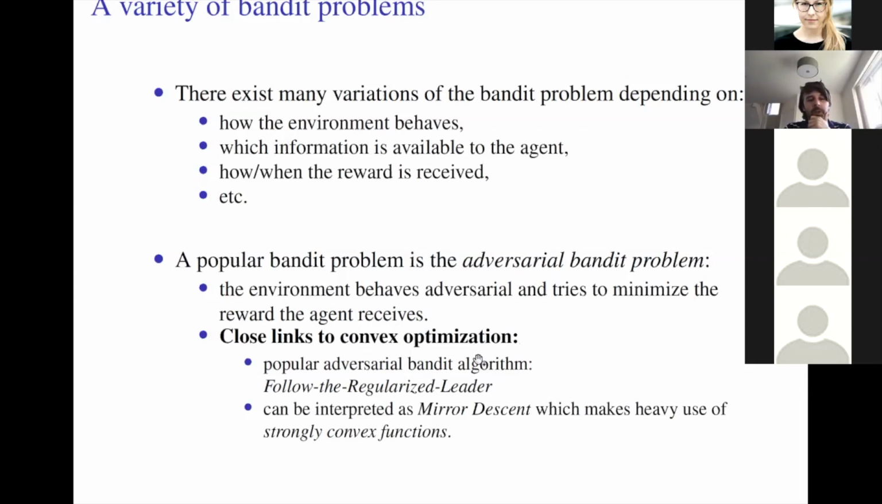And this problem has close links to convex optimization. There's a popular algorithm in this context called follow the regularized leader. This algorithm is essentially based on strongly convex functions. It's related to what are called the mirror descent algorithms, a very popular optimization algorithm which heavily depends on strongly convex functions. And you can interpret follow the regularized leader as exactly mirror descent in various contexts. So in these adversarial bandit problems, not only in this context but more generally, you have strong links to optimization.